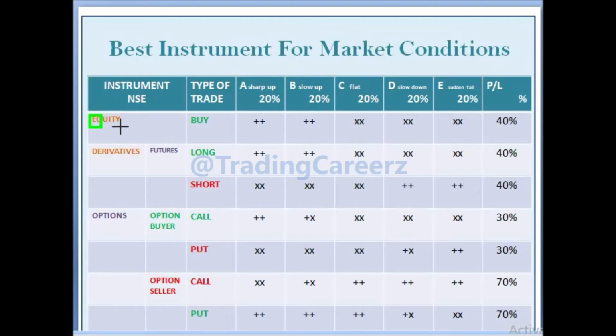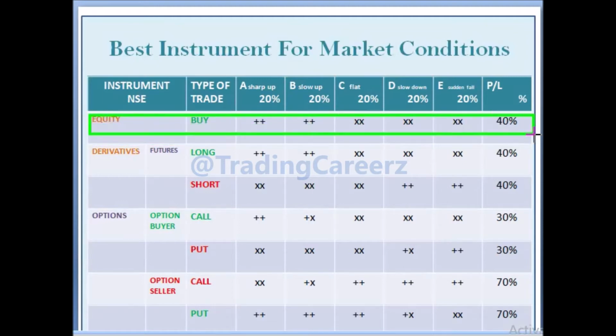If you are going to equity, what will happen? Whenever going to equity, we can only buy the stocks. Here I differentiate the market types A, B, C, D, E against the type of trade and instrument. If you are buying a stock and the market goes sharp up, we can profit. If the market goes slowly up, we can also profit. If the market stays in the same range, zero loss, zero profit. If the market goes slowly down, it will be a loss, and if the market suddenly falls, it will be a loss. Here there is only a 40% chance to be profitable.